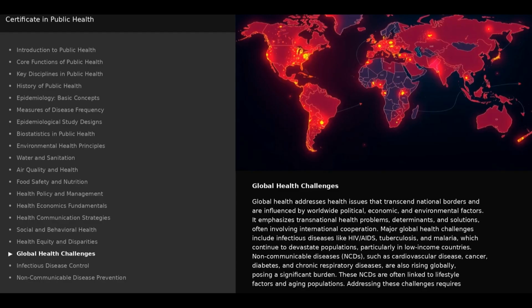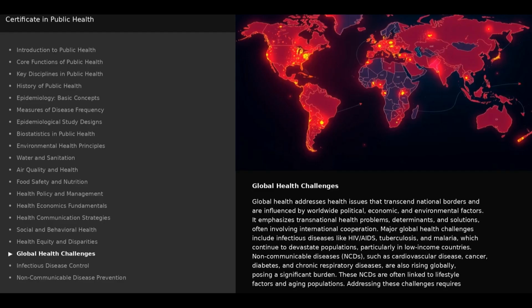Global health challenges. Global health addresses health issues that transcend national borders and are influenced by worldwide political, economic, and environmental factors. It emphasizes transnational health problems, determinants, and solutions, often involving international cooperation.